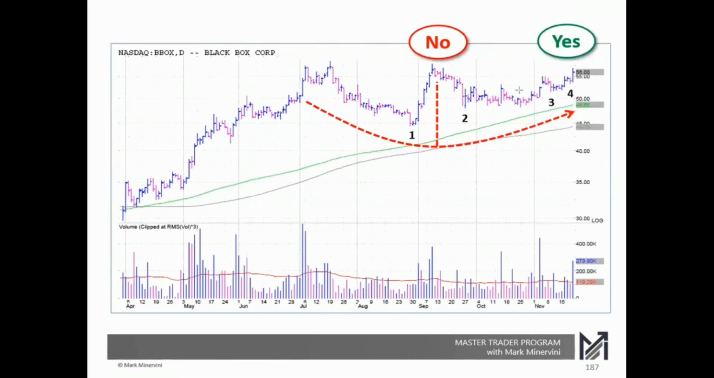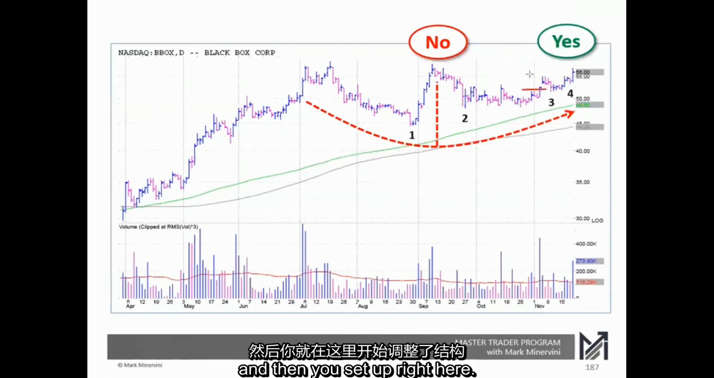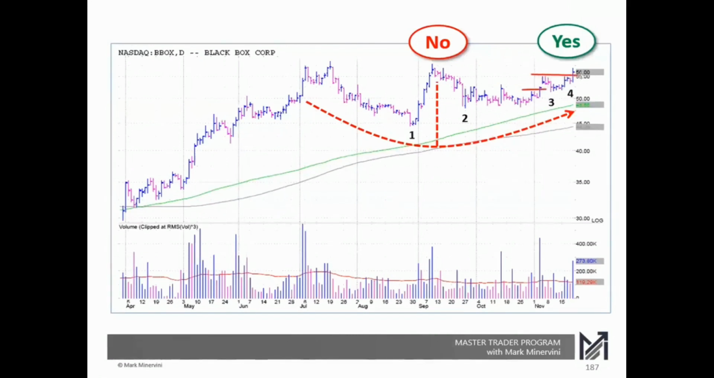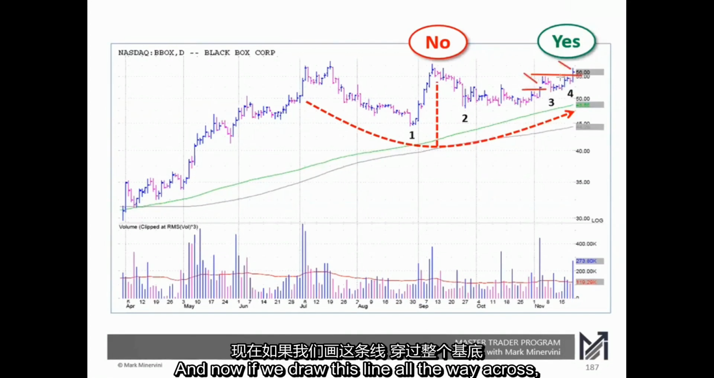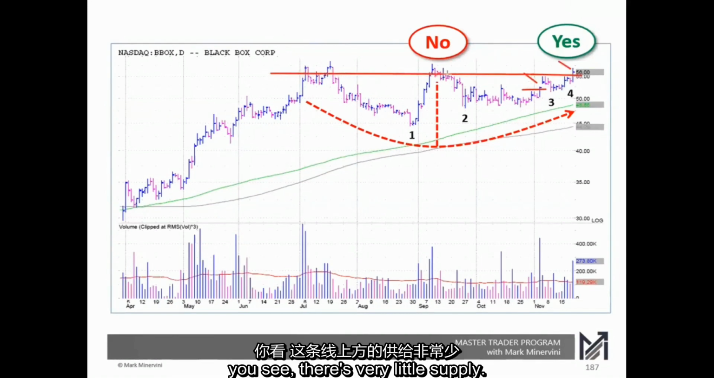Yeah, and you have right here, what's right here? That's a cheat area, right? And then with my little drawing tool here, you set up right here, and you've got another pivot point. So you've got a buy point here, and you've got a buy point here. And now if we draw this line all the way across, you see there's very little supply.